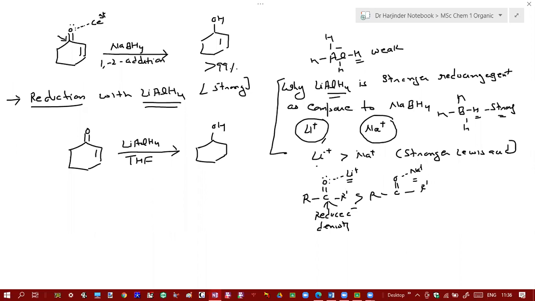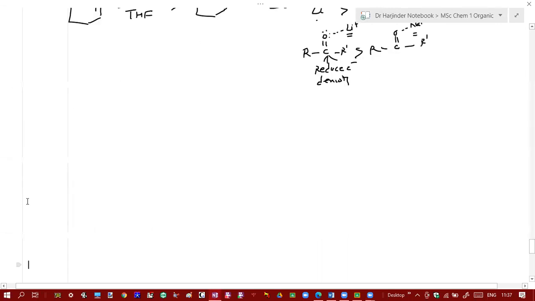Is this explanation clear to all of you? Yes, sir. Okay. So let us look over the mechanism of reduction with lithium aluminum hydride. So what will be the mechanism? Firstly, what will happen? 1,2 addition or 1,4 addition in this case?